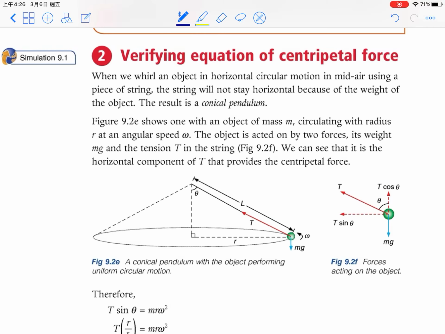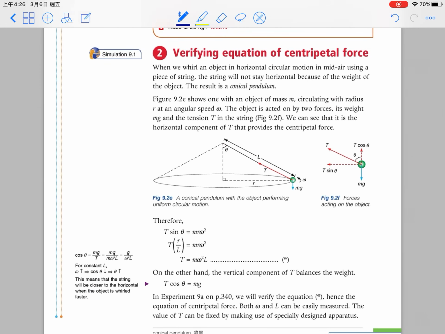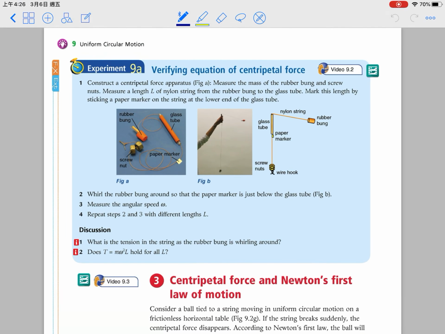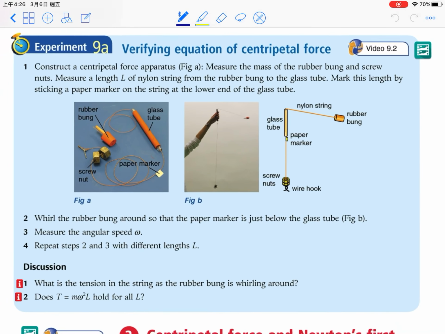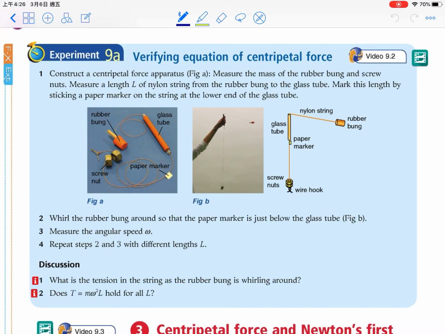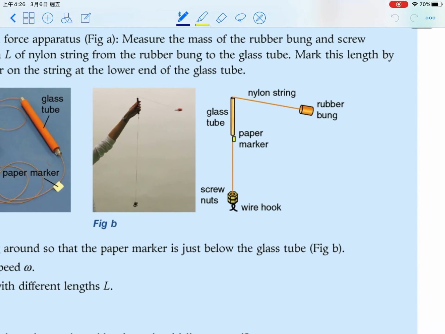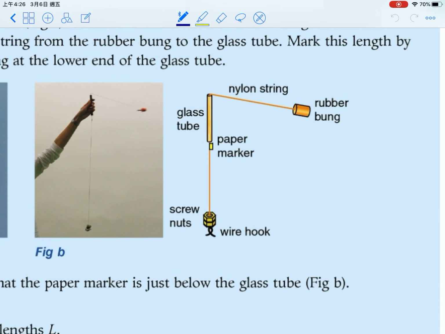Now, verify the equation of centripetal force. Maybe we go to the experiment first, then we go back to the equations. This is the SPA experiment. You need to whirl the rubber bung here, moving in a circular motion like this. The rubber bung moves in this direction.